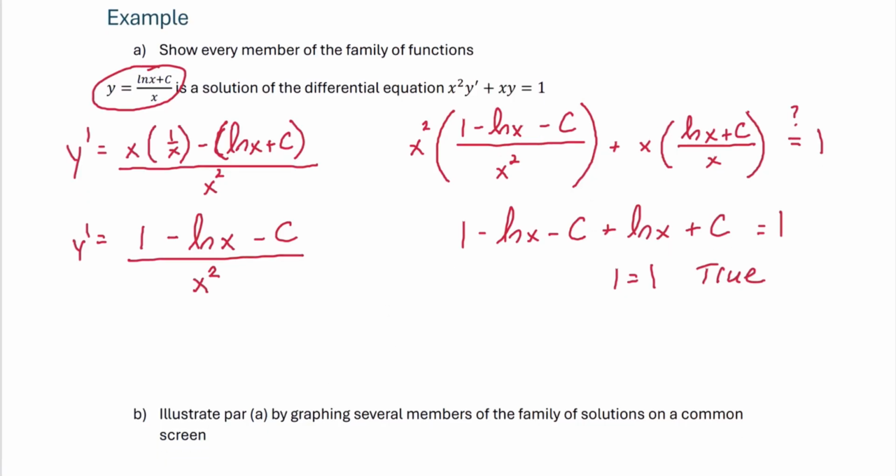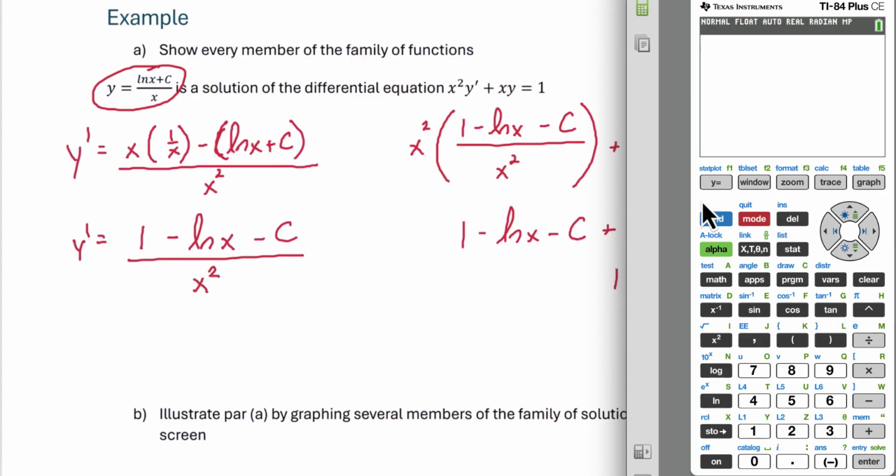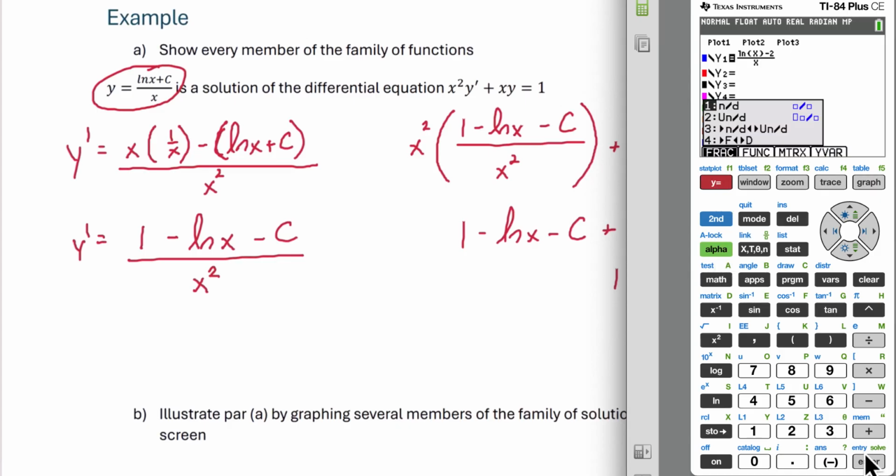In part B, we'll illustrate this in the graphing calculator. In y equals, we'll type in the functions. There's a fraction, so I like to use alpha y equals and then enter to get that pretty fraction. Then ln x. The c values, let's go from -2 to +2. So we'll start with -2, and then we're dividing by x, and then we'll just repeat that process for other c values.